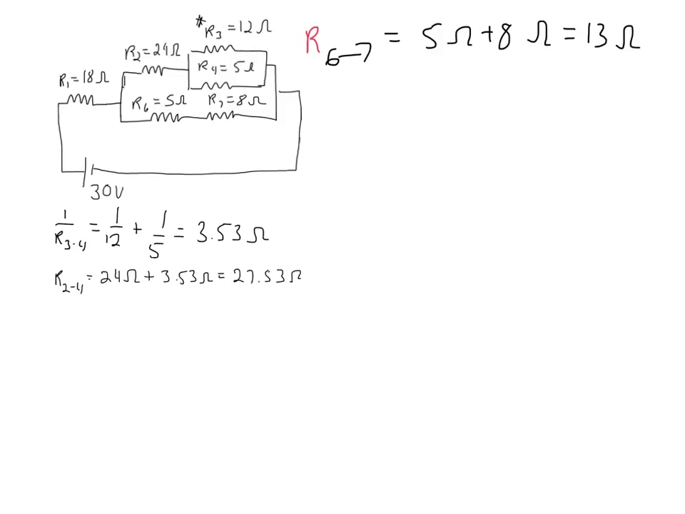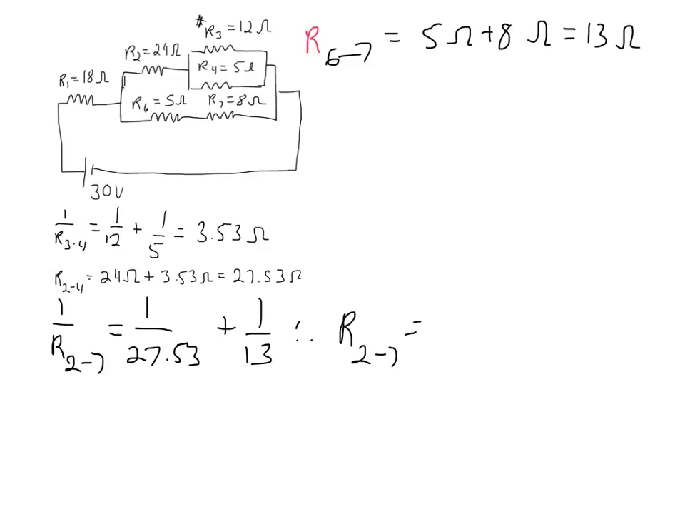So next, we're going to find the total resistance of 2 through 7, and that 2 through 4 is in parallel with 6 and 7. So we're going to say 1 over R2 through 7 equals 1 over 27.53 plus 1 over 13. And we do that math, we should get that R2 through 7 is equal to 8.83 ohms.